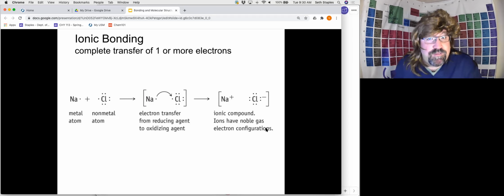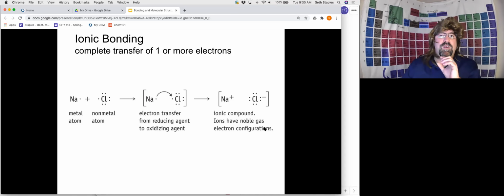So here we see, like we've seen before when we talked about ionic structures, a sodium and a chlorine. We see the Lewis structures for each. There's our 1 valence electron for sodium, our 7 valence electrons for chlorine. And so this valence electron from sodium is going to leave and enter into the valence shell for chlorine.